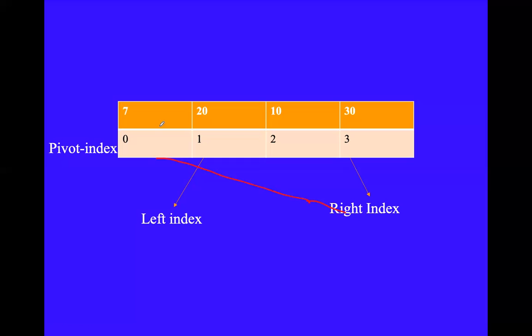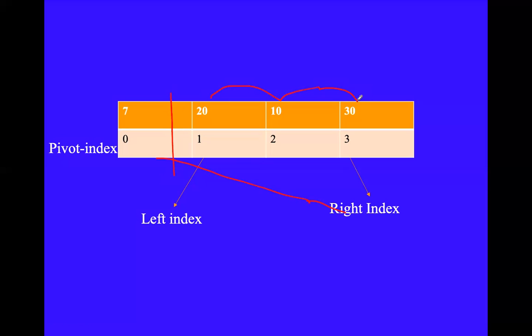Here this will become the pivot. Okay, the list will be partitioned like this: this is 7 and 20, 10 and 30. Again we need to apply quick sort in this list.